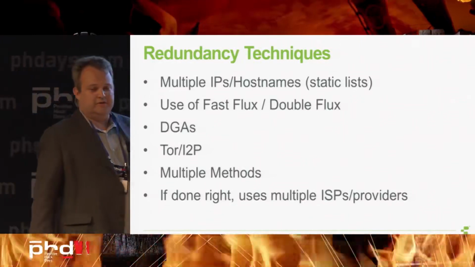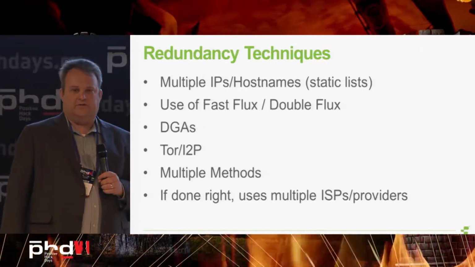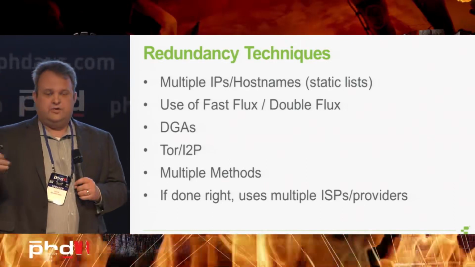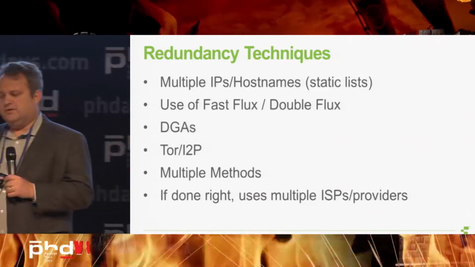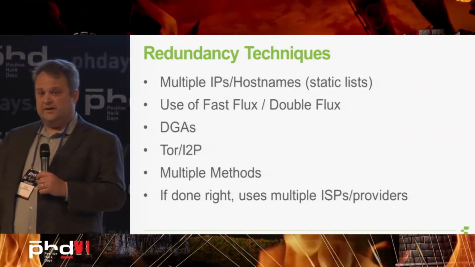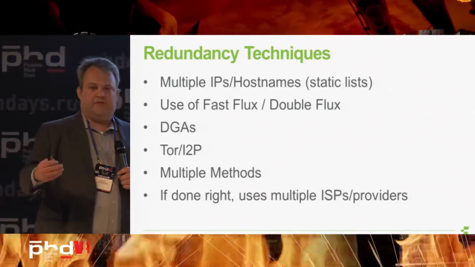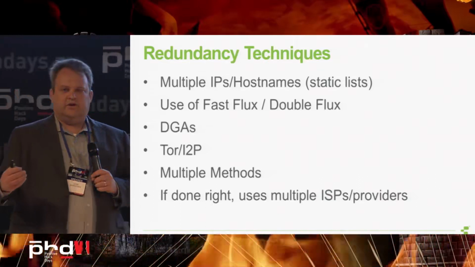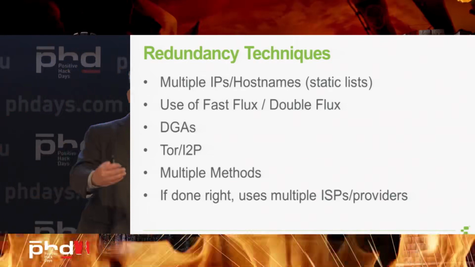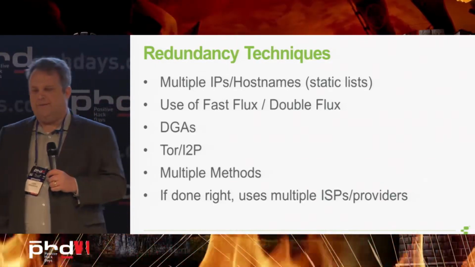None of this should be particularly new. The first is just multiple host names or IP addresses in a static list, what you saw on the previous slide. Very rudimentary. There's the use of fast flux or double flux networks, domain generation algorithms, Tor, and the various anonymization protocols. Many will use multiple different methods. In some banking malware families, you'll see the use of static lists, DGAs, and Tor as a third-level fallback.